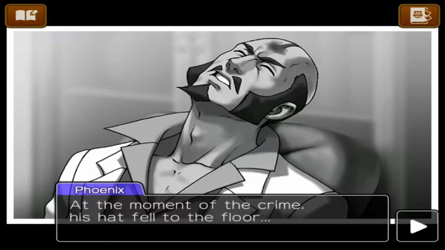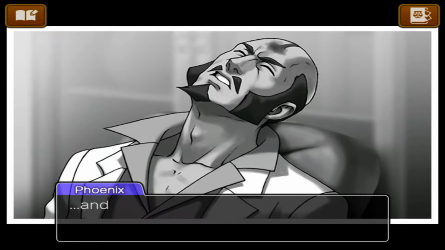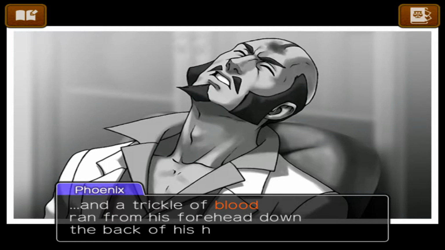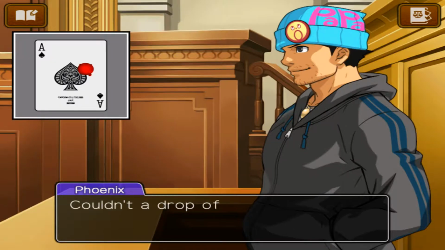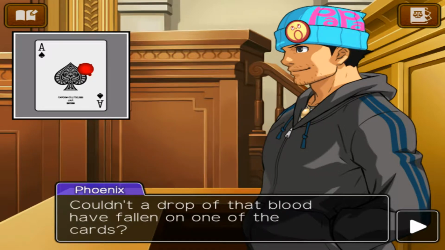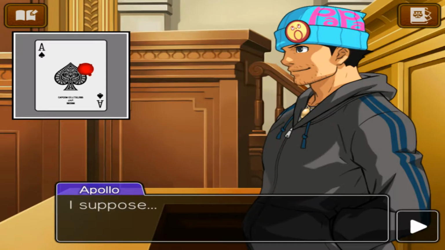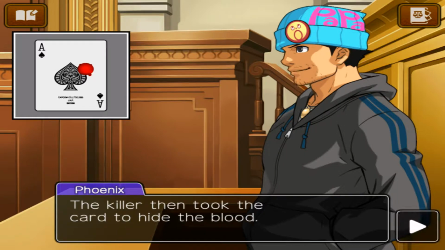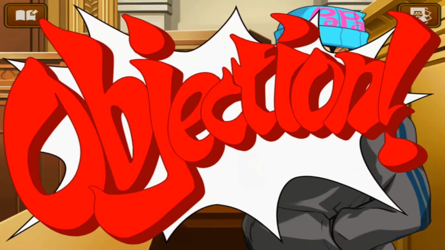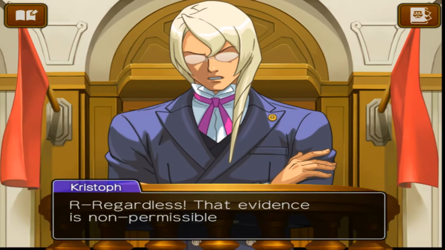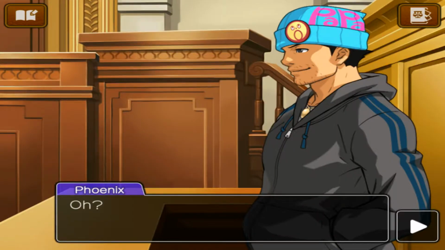At the moment of the crime, his hat fell to the floor, and a trickle of blood ran from his forehead down the back of his head. Couldn't a drop of that blood have fallen on one of the cards? I suppose. The killer then took the card to hide the blood. Regardless, the evidence is non-permissible.